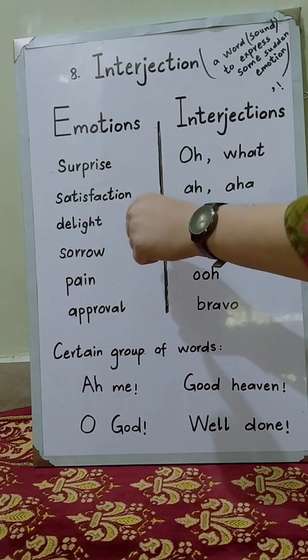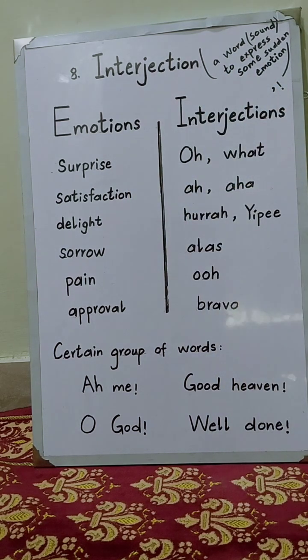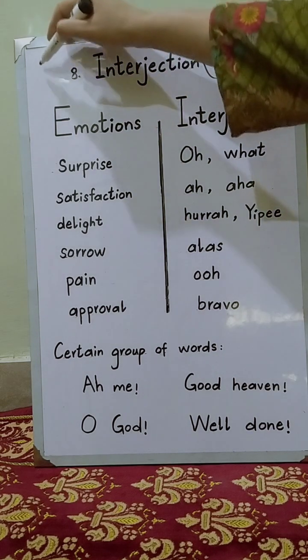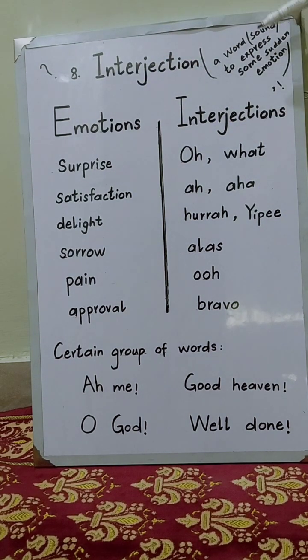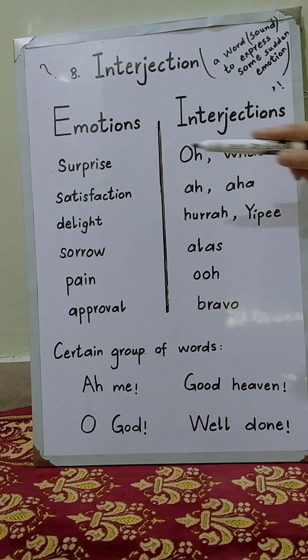Ouch! What did I do? I just hurt myself. Is ouch an interjection? An interjection is a word or sound used to express some sudden emotion. As it doesn't function in the sentence, it is always set off from the sentence by a comma or an exclamation sign. Interjections can express such emotions as surprise: oh, what?